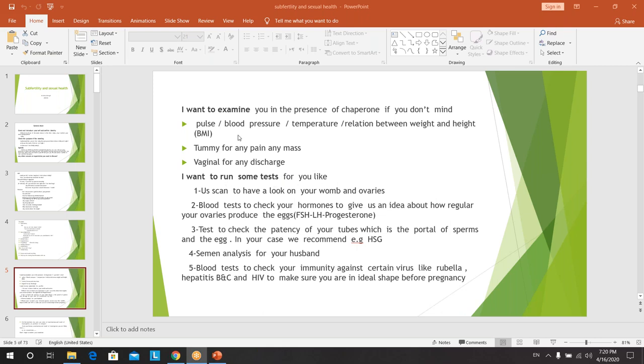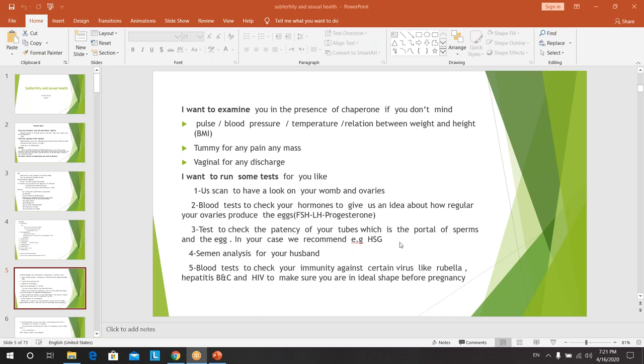This is the investigation or the tests you will offer for the patient coming with a fertility problem. Ultrasound for the uterus and ovary. Blood test to check her hormones to give an idea about how regularly your ovary produces the egg. FSH, LH, and progesterone to see whether the patient is ovulating or not. Test to check your tubal patency, or patency of your tubes. The tube is the portal of the semen and the egg. This is the lay language for the tubes.